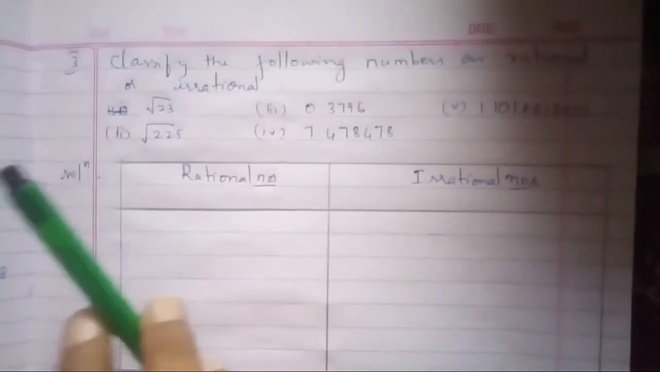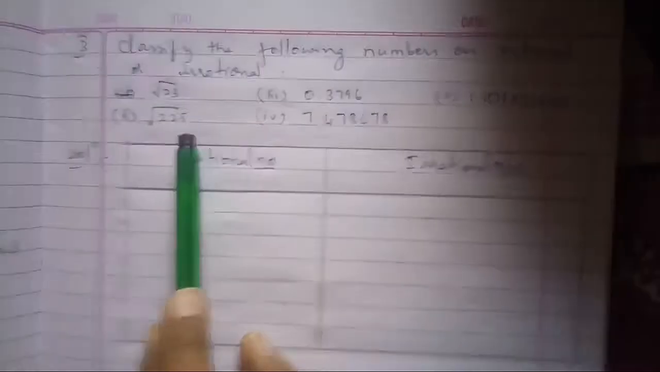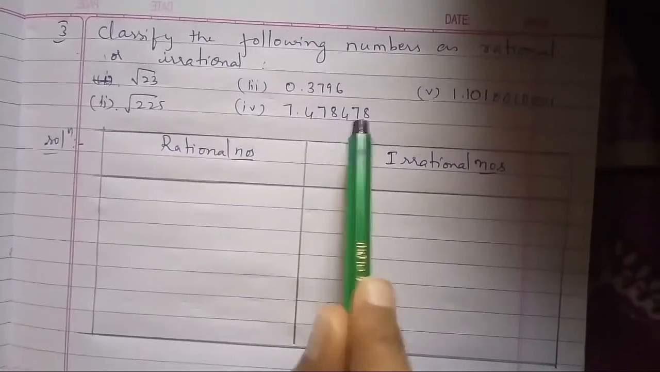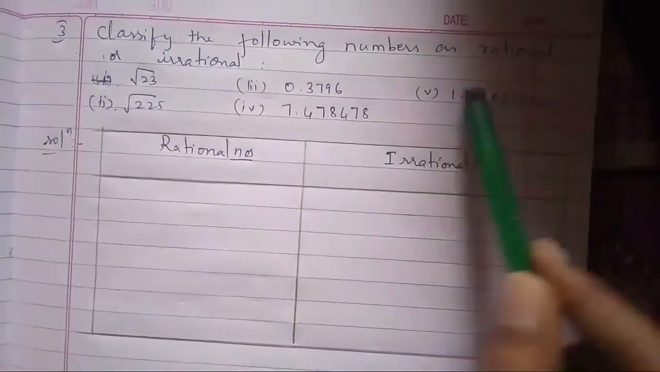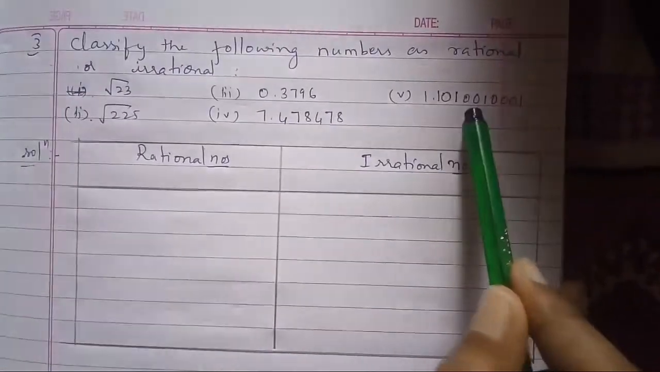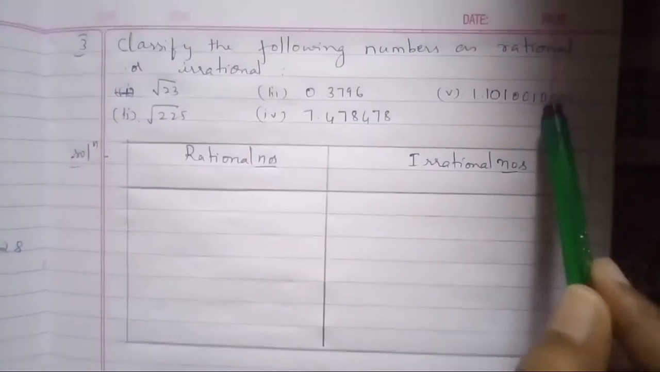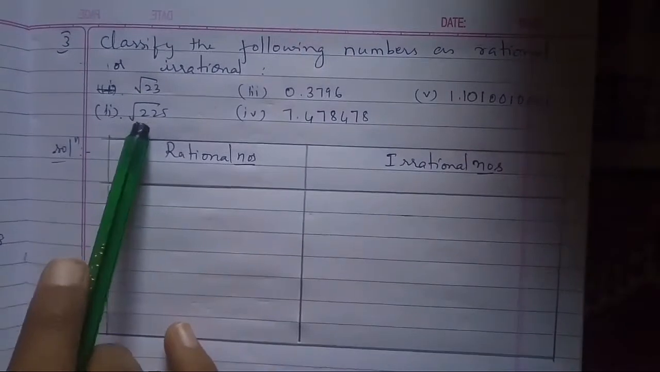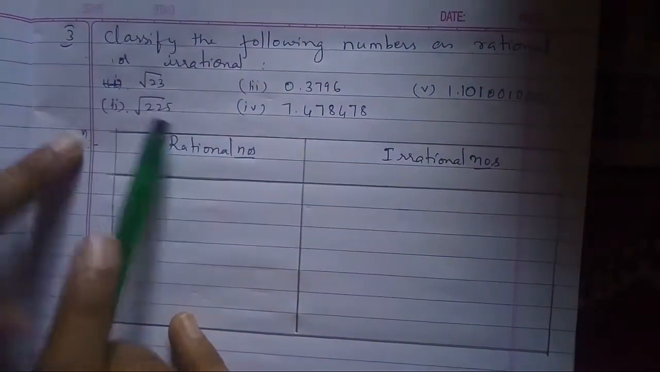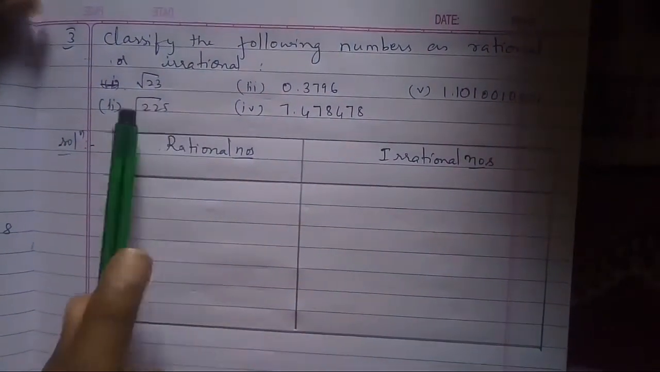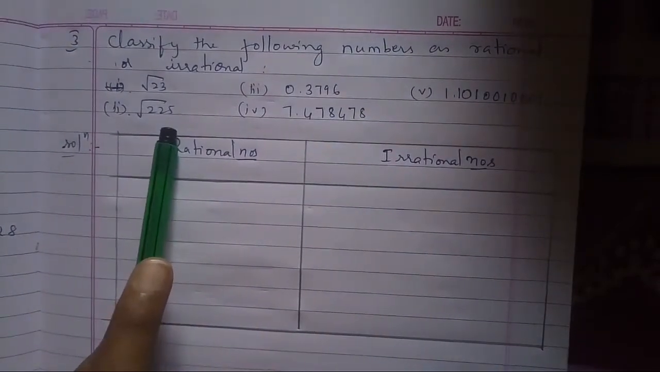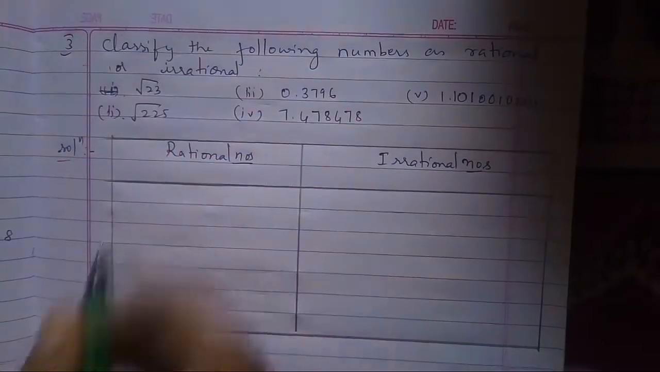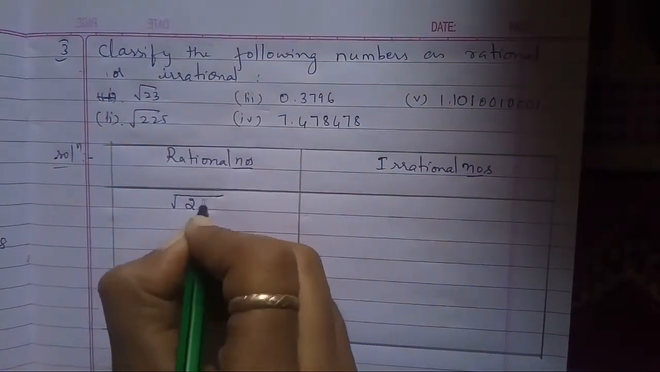root 23, root 225, 0.3796, 7.478478, and 1.101001000100001, like this. First, take root 225. This is a rational number, because root 225 is the square root of 15 squared. 15 squared is 225. It is a rational number.